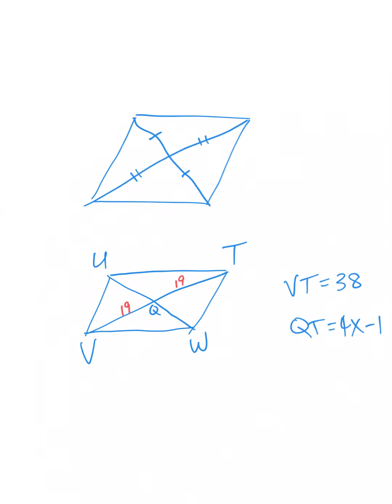And now you have that QT is 4x minus 1. So all you're going to do is make 4x minus 1 equal to 19. 4x equals 20. X equals 5. And on this problem, they just want you to find x. You found x. You didn't have to plug it back in.